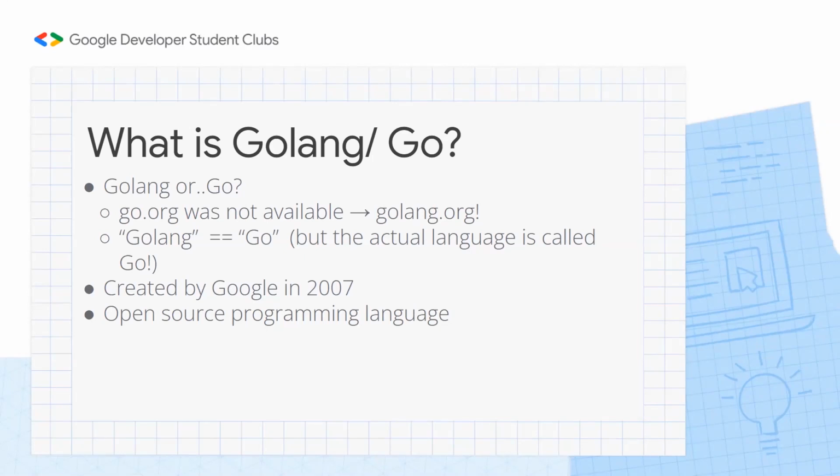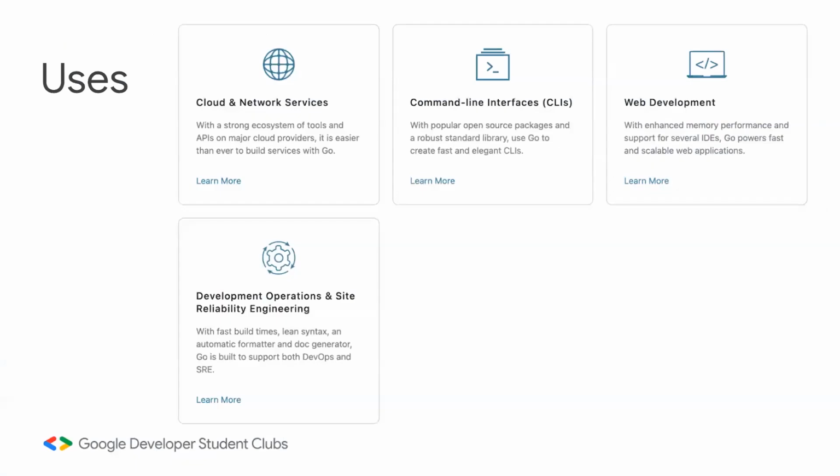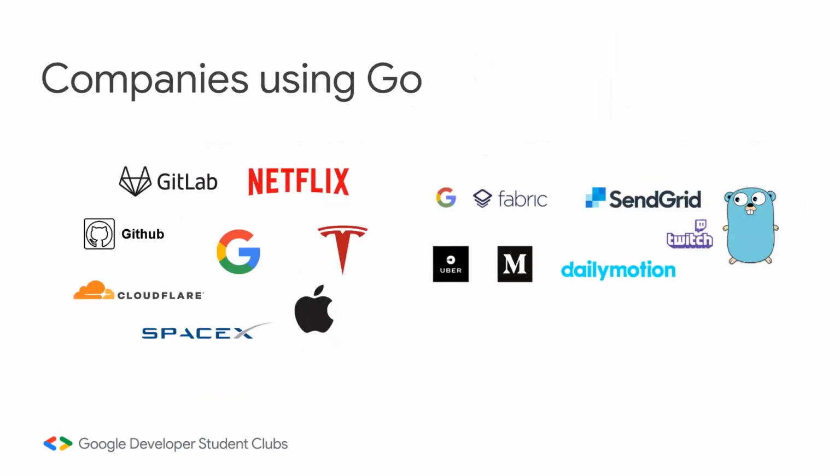Next, let's talk a little bit about what Go can do. There are a few uses for Go, but it's best known for cloud infrastructure and server-side applications. And here are a lot of companies that use Go. There are some really big companies, so it's not some really obscure language. It's actually widely used in industry.